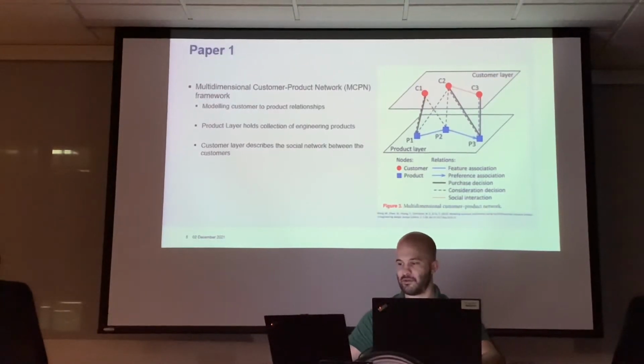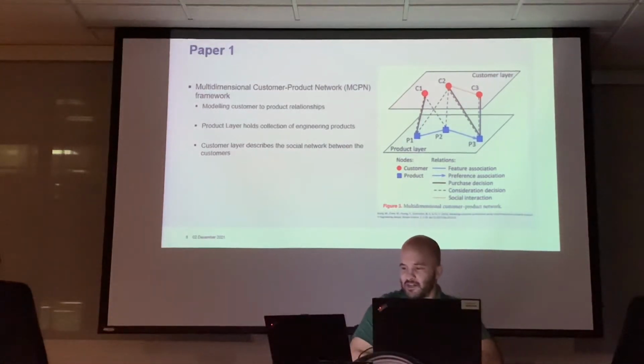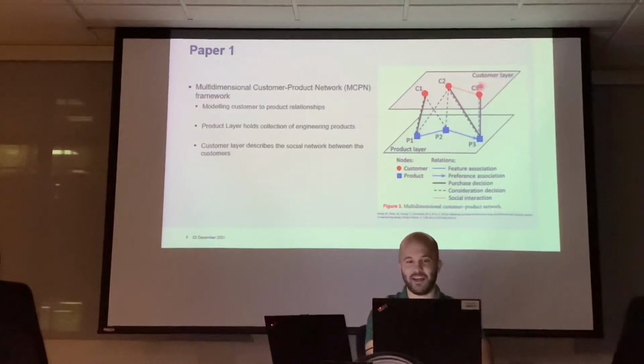So, the multi-dimensional customer product network is a way of network modeling of customer to product relationships. There are 2 types of nodes in this framework: product nodes and customer nodes. These are shown by these 2 layers. The product layer holds a collection of engineering products, and the customer layer describes the social network between the customers, the relationships or influences between those customers.